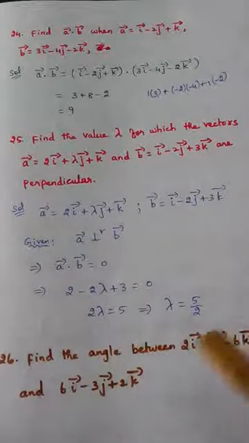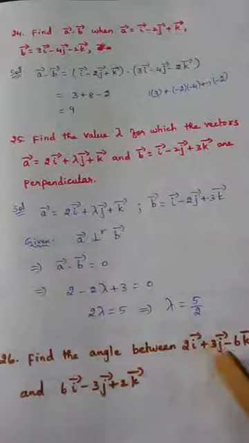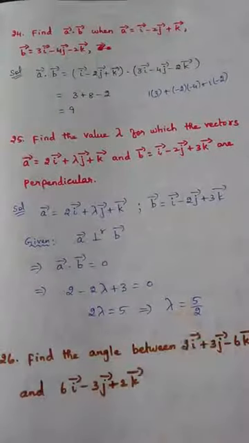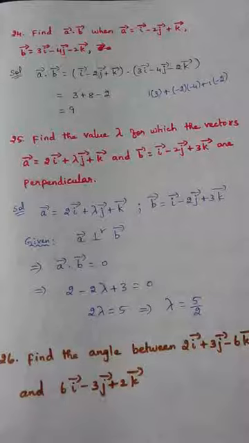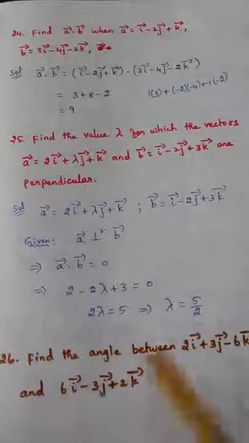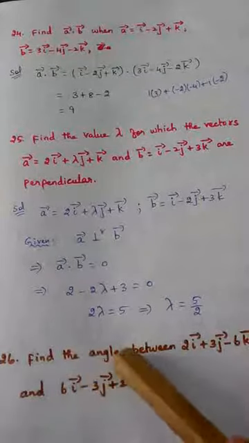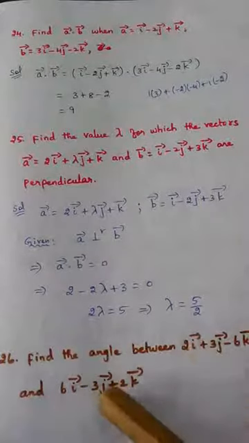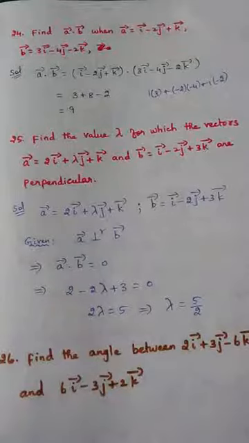Problem number 26. Find the angle between this vector and this vector. So immediately you should think of the formula that we studied for the angle between two vectors. Theta is equal to cos inverse of A vector dot B vector by modulus A vector modulus B vector. Yes or no? Since two vectors are given and we need to find the angle between them, this will be taken as A vector and this will be taken as B vector.